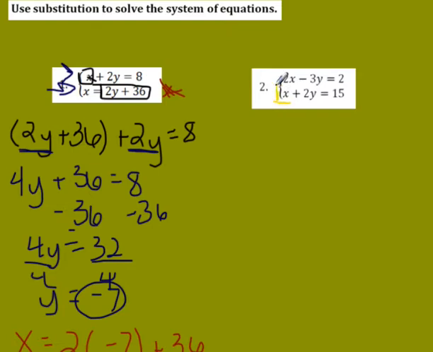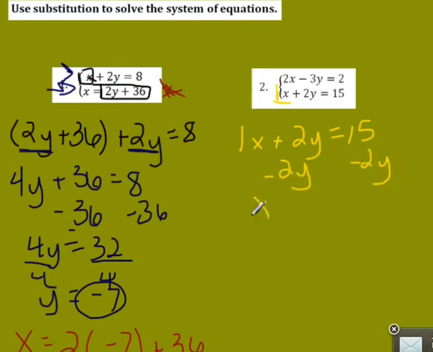When I'm trying to pick an equation and pick a variable to solve for, I always try and look for a positive coefficient of 1. Okay, that makes it easier to solve. So I'm going to take this equation, 1x plus 2y is equal to 15, and I want to solve that for x. So I'm going to subtract 2y from both sides, and then I get that x is equal to negative 2y plus 15.